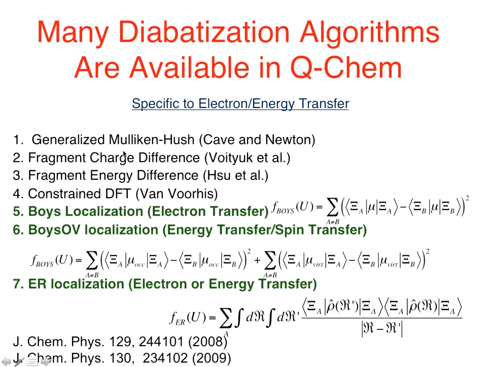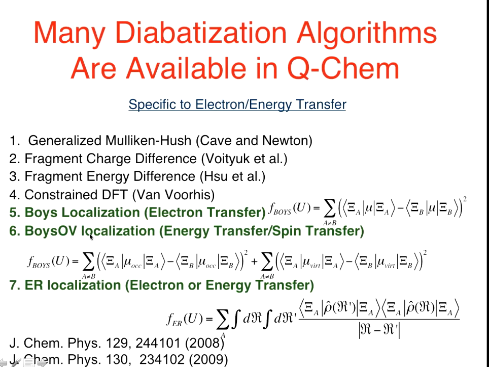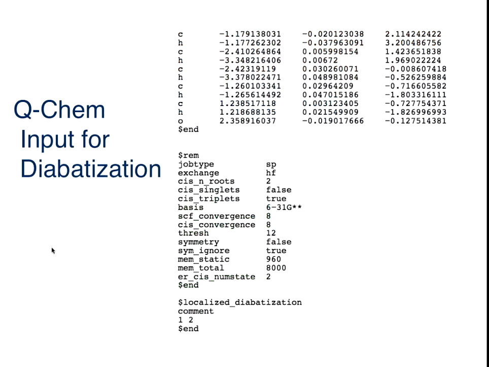In practice, I know that in Q-Chem you have strain DFT localization, Boys-OV localization, and ER localization. They can handle electron energy transfer, all the different variations you want, and they can handle arbitrarily many states, not just 2, which is a problem for a lot of other methods out there. Okay, so what does the Q-Chem input look like for diabatization?